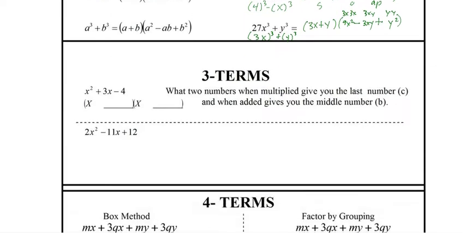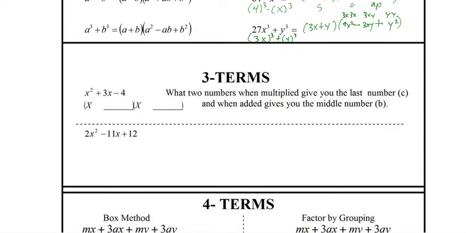And if we're dealing with 3 terms, I'm going very quick because these have all been gone over with our videos, so if you need help with any of these, just go back and watch the video. Alright, with 3 terms, we had 2 types. We have a equal to 1, and we have a not equal to 1. So with a equal to 1, you just list the factors of the last, and one of them will add up to the middle term.